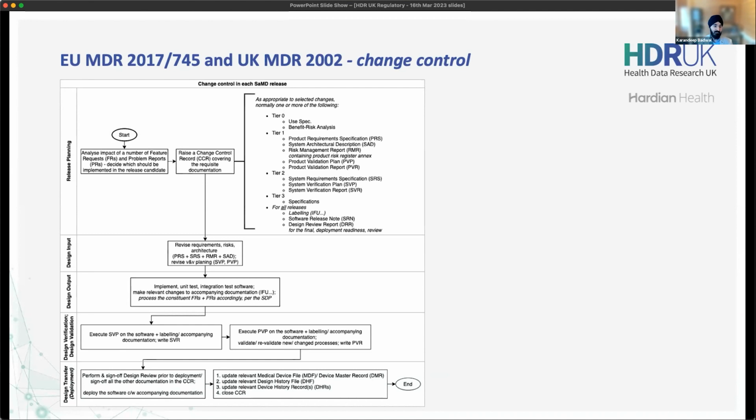So here we are in terms of change control. How exactly do we do it in terms of every release? So we have planning, we have inputs, we have outputs, validation, and then of course, transfer. You want to take this over, Mike? You're more experienced in this.